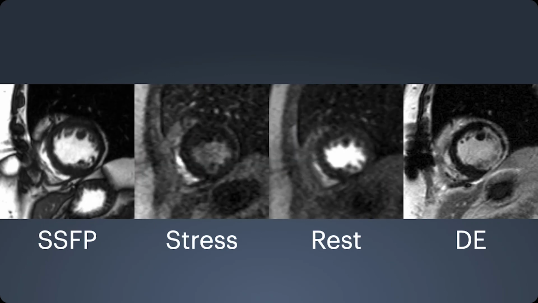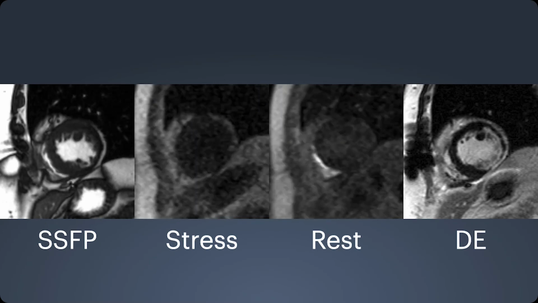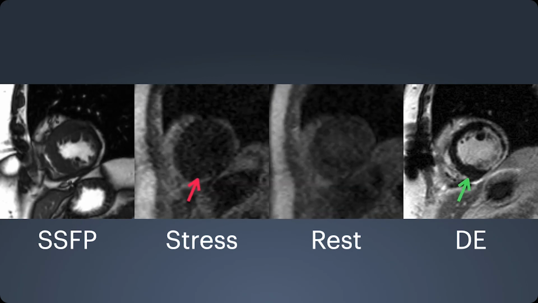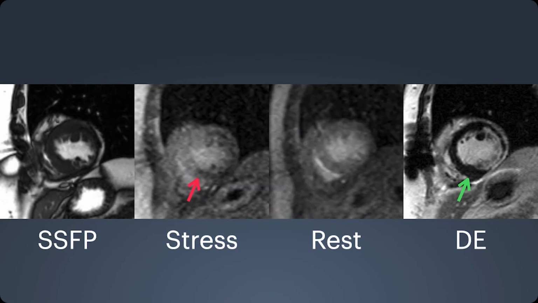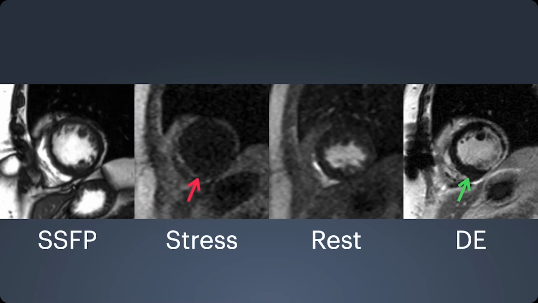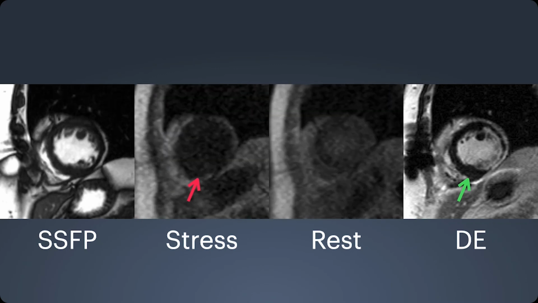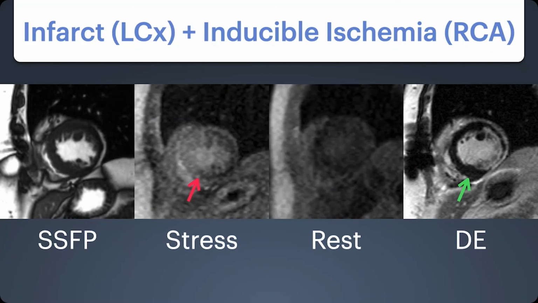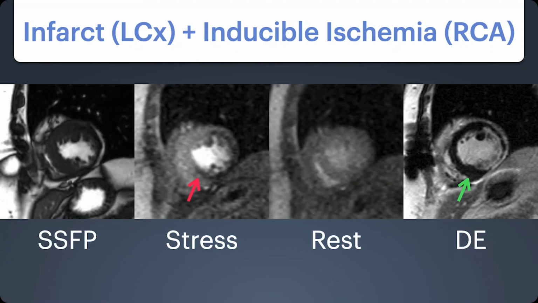Because we have this area of the inferior wall, which is positive on the stress, but there's no infarct there, that indicates that this particular area is at-risk myocardium. This is inducible ischemia. And so although the patient does have evidence of prior left circumflex infarct, they have inducible ischemia of the right coronary artery territory, and they would then benefit from intervention to preserve that myocardium.